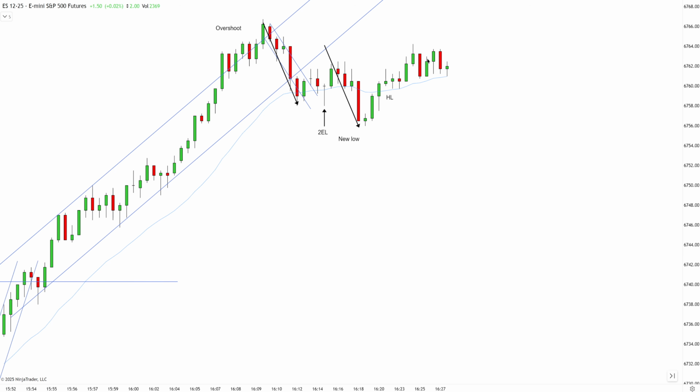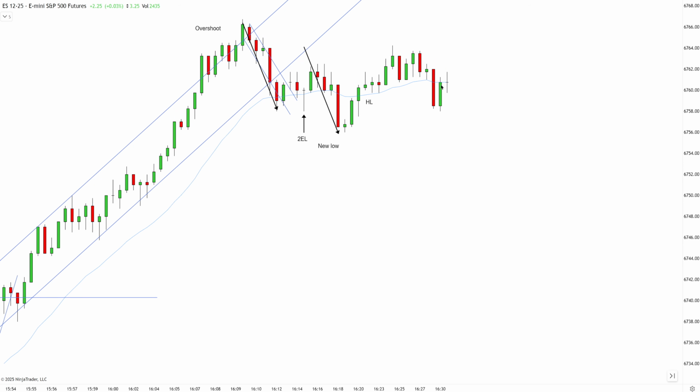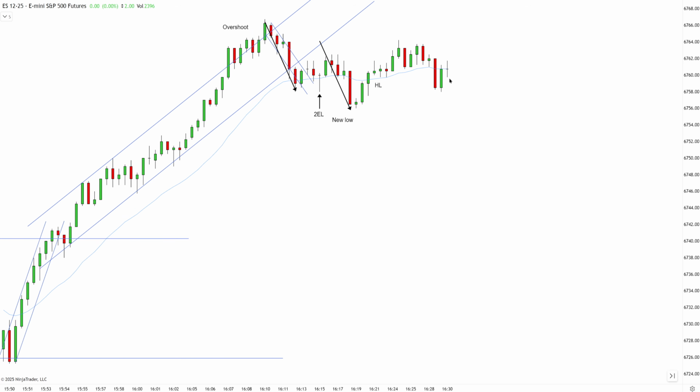Failed second entry short right here. Not at the EMA, inside bar, you cannot take. And market is correcting below EMA. So now I'm asking myself, hold on, what's going on here?